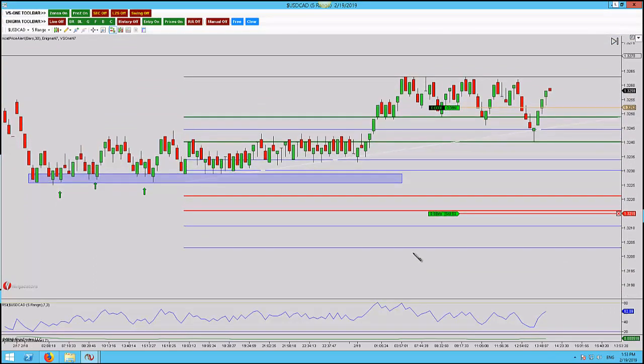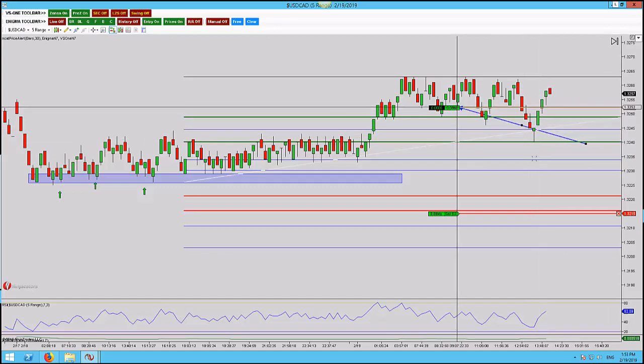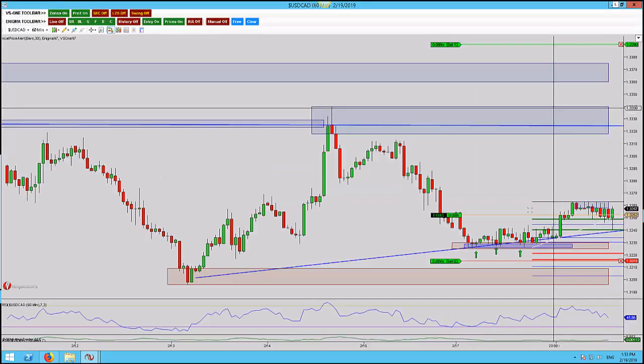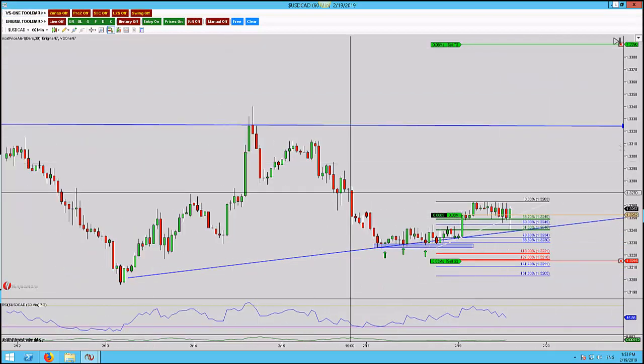So now you get an idea of what I mean when I say I'm being aggressive in one hand, but I'm being conservative in another. And here you can see we had the test low, we had a higher high, higher close. I use that as my entry. So let's just go back to the 60. So we've got our entry, we've got stops.